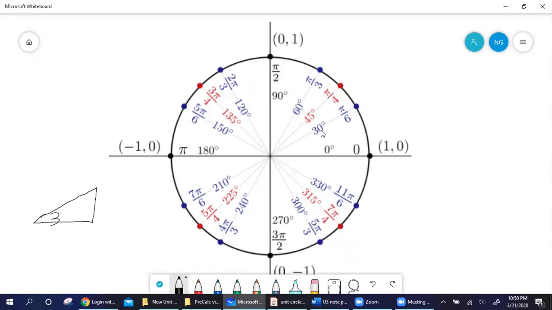So let's start off with the 30, 60, 90. We talked about in the last video that the hypotenuse is double the short leg. Well, if I'm locked in on the unit circle, that hypotenuse or radius is 1, which means that the short leg is half of that. To go from the short leg to the long leg, I multiply by √3. So the long leg is √3 over 2.